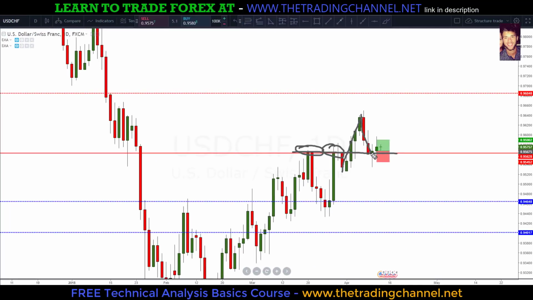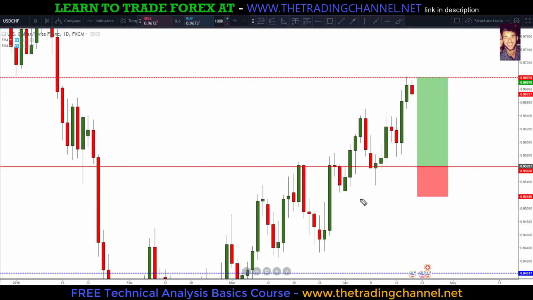But we will be continuing to look for possible long trades here on the dollar Swiss around this level, because what we're expecting is at least a retest of this resistance level and possibly even trend continuation all the way up to 0.9684 out of this pair. And if this market gets up to 0.9684, that's a level we can look for possible shorting opportunities.